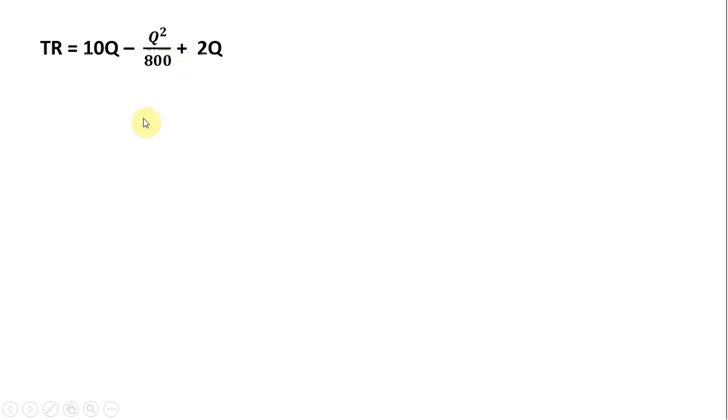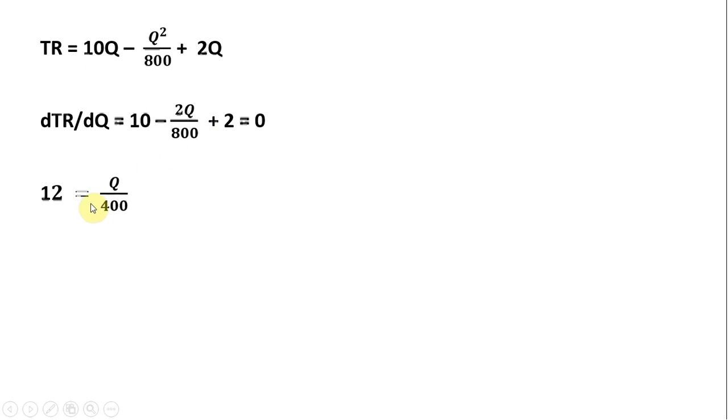We want to maximize total revenue. We'll take the derivative of total revenue with respect to quantity. Derivative of 10Q is 10. Derivative of this middle term here, going to bring down the 2, so we'll get 2Q over 800. And the derivative of this last term is just 2. Because we're maximizing, we're setting this derivative or slope equal to 0. And now we're going to solve for Q.